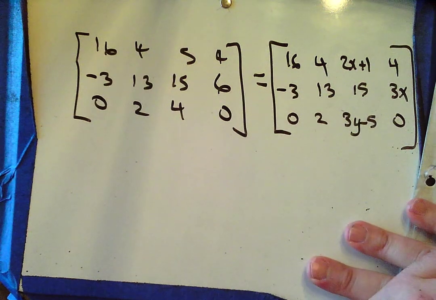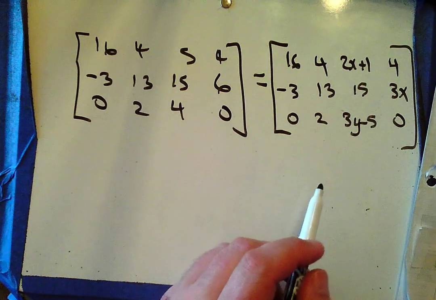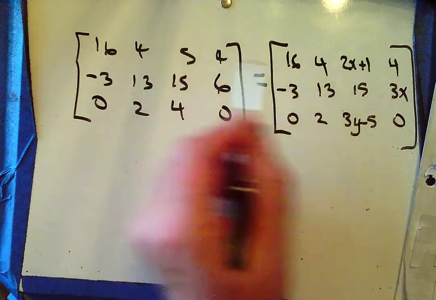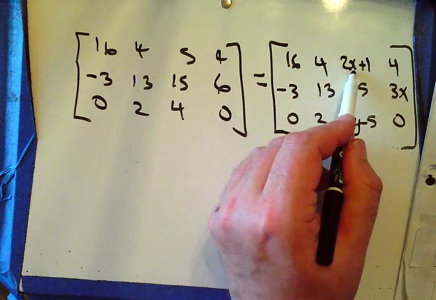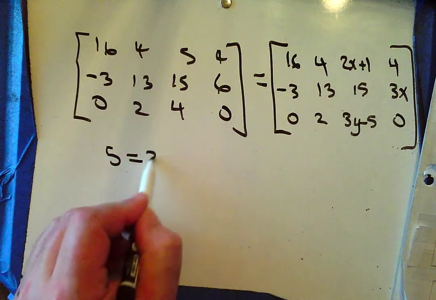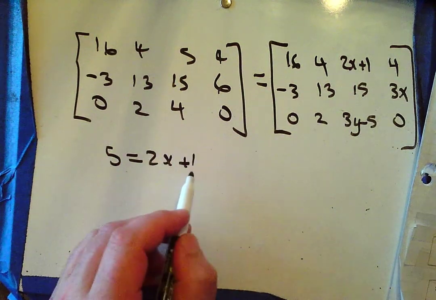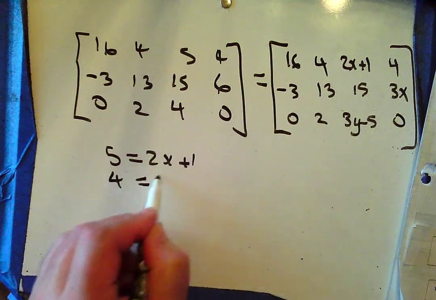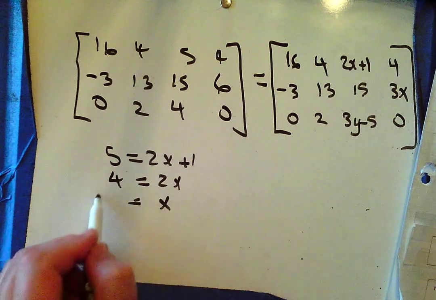Okay, so what can we do here? Well, here's what I notice. These are the same, these are the same, these should be the same. 5 should equal 2x plus 1. So 4 should equal 2x, or x should equal 2.